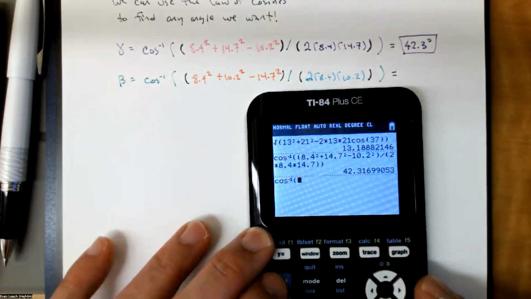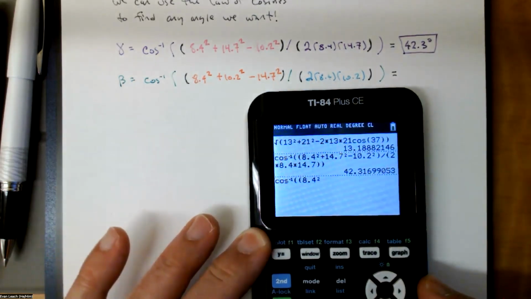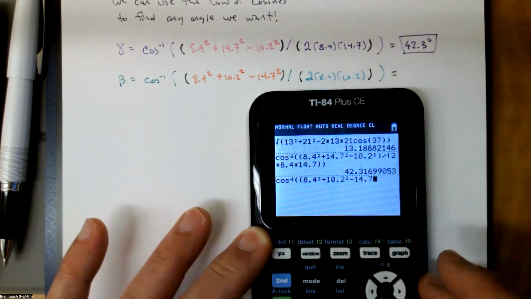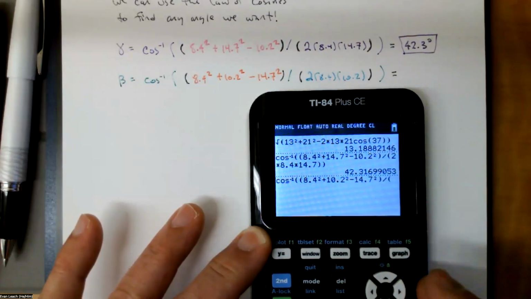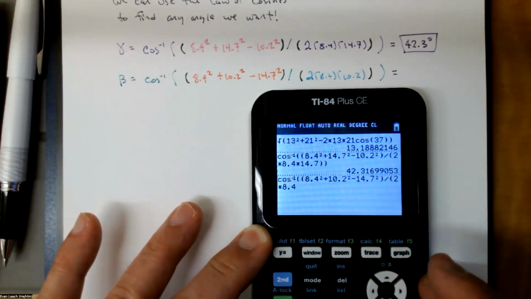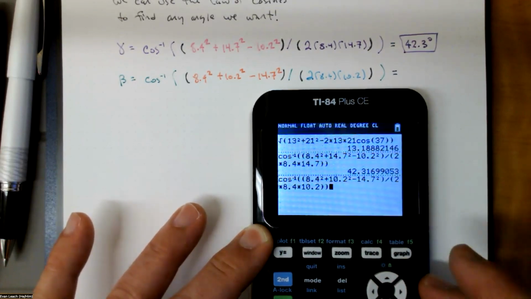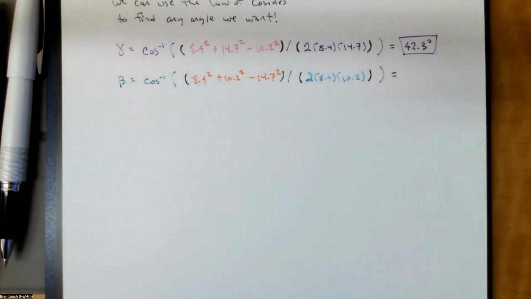We'll do a cosine inverse of the numerator 8.4 squared plus 10.2 squared minus 14.7 squared, because we're looking for beta, so B is the negative one. Divide by parentheses 2 times the 2 positive ones, 8.4 times 10.2. Close the denominator, close the cosine inverse, hit enter, 104 degrees.